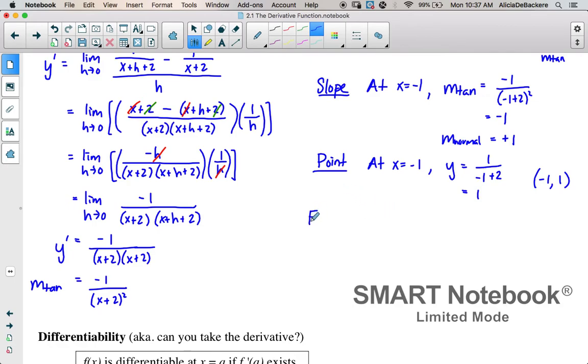All right, next we're going to find the equation. So for the equation, we've got so far that y is equal to, the slope is 1. Remember that was our slope up here, plus b. We're going to sub in that point.